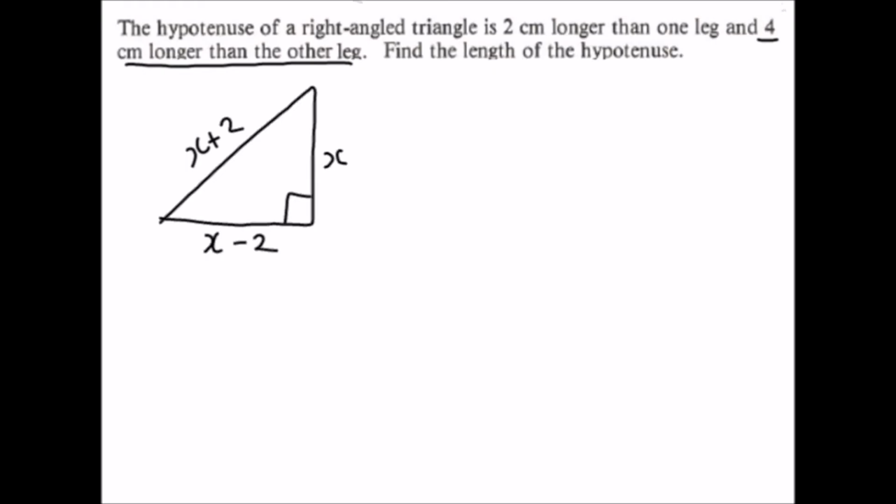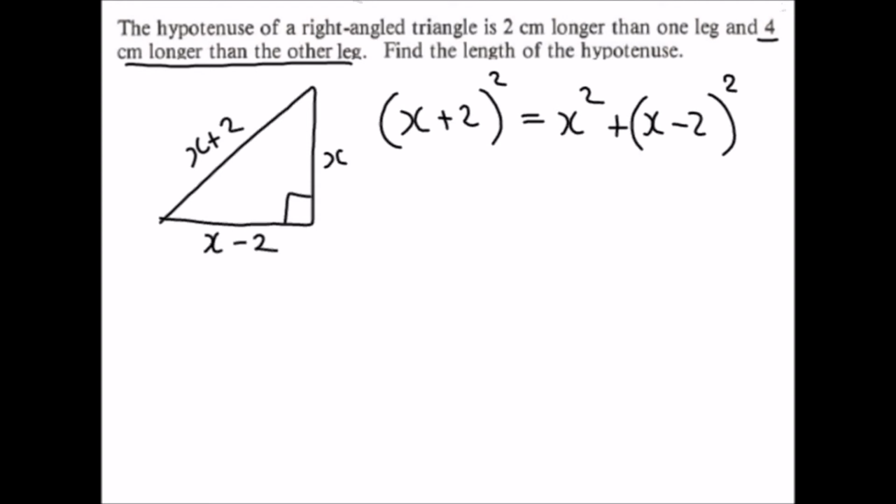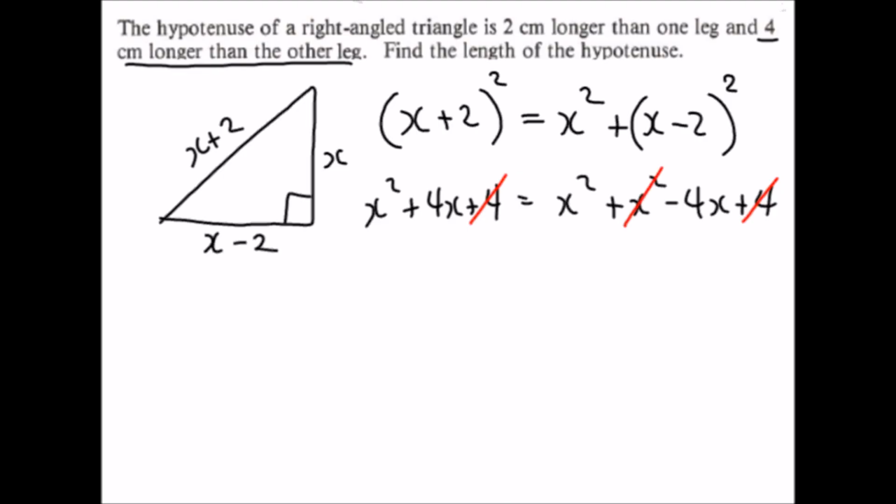So now we can generate an equation linking the 3 sides using Pythagoras' theorem. And this is a quadratic in terms of x. So we need to expand and make one side 0. And we can see that some things will cancel out there. We've got a plus 4 on both sides. We've got an x squared on both sides. So let's rearrange that equation there.